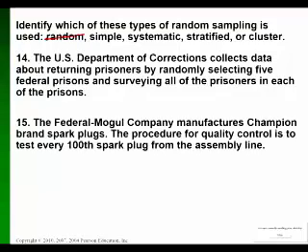What do you think? If I'm picking every 100th one, that's systematic. Systematic's pretty easy to identify.